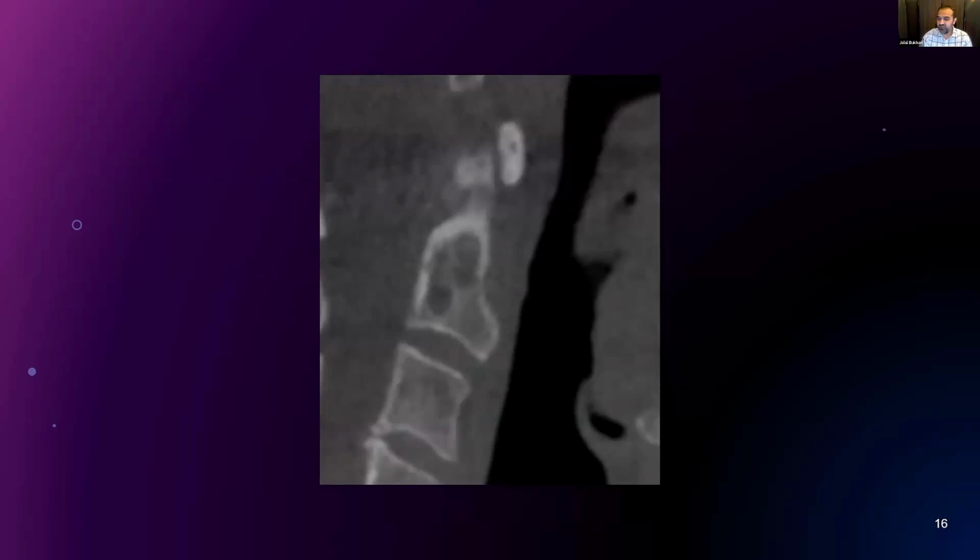Here's a crop sagittal section of a cone beam CT scan of the vertebrae. Now, when looking at the vertebral body of C2, we can note that there is a well-defined low-density area in the inferior portion of the vertebral body, and we can trace it to form a nice circular lesion.